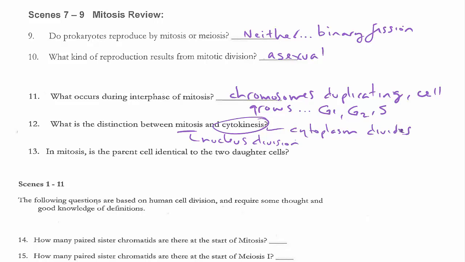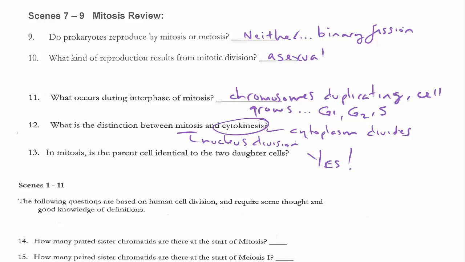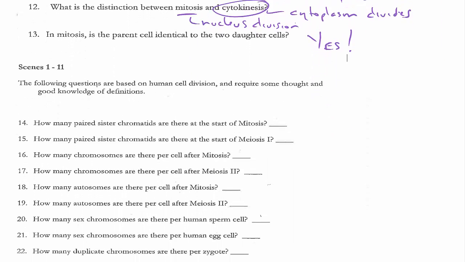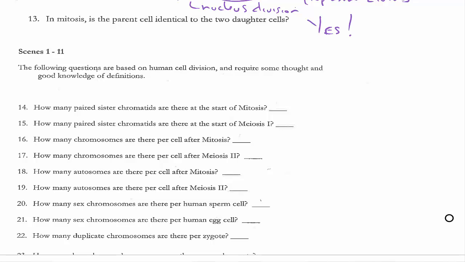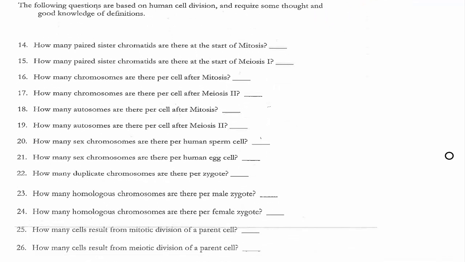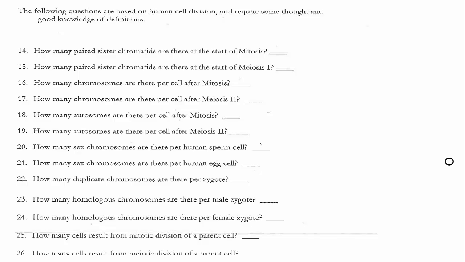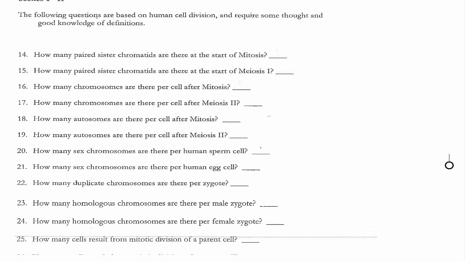In mitosis, is the parent cell identical to the two daughter cells? Absolutely. Yes. Let's move on to scenes 1 to 11. The following questions are based on human cell division and require some thought and a good knowledge of definitions. Traditionally, these have caused people pain, and given the fact that this video is already much too long, we'll not spend a whole lot of time elaborating on these, but if you have any question and need a little bit of further explanation, talk to me.